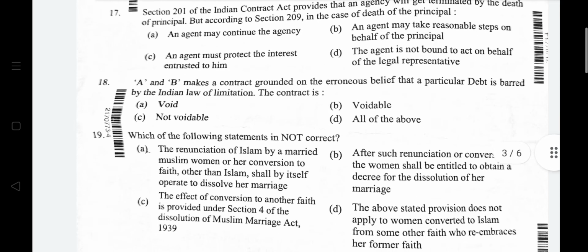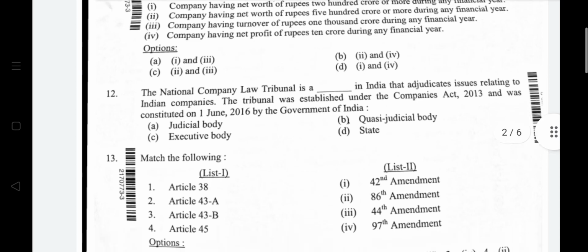Question number 18. A and B makes a contract grounded on the erroneous belief that a particular debt is barred by Indian law of limitation. The contract is option A void, B voidable, C non-voidable, not voidable, D all of the above. Answer is C not voidable.